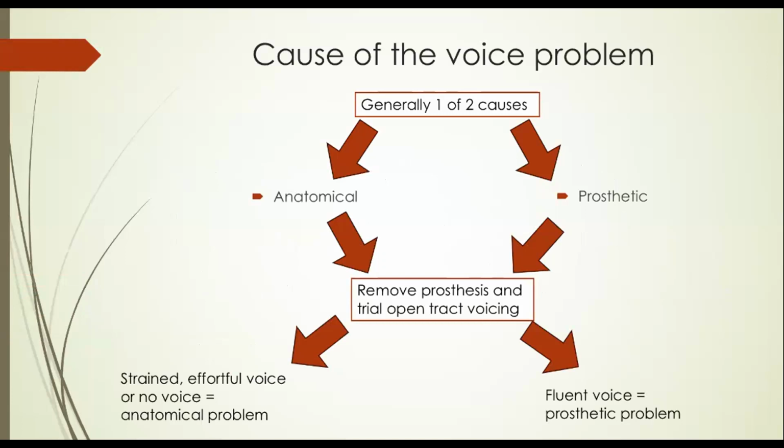Very easy rule of thumb, when there's a voice problem, you obviously want to check to make sure that the voice prosthesis is looking intact. That there's no obvious mucus plug, it's clean, the patient has done everything that we've told them to do in terms of cleaning and looking after that prosthesis. If there is still a problem with the voicing, you then want to remove the prosthesis and trial open tracheal voicing. That then gives you a clue as to what the problem could potentially be. If you notice there's some fluent voice once you remove that prosthesis, it's generally then a prosthetic problem. If the voice is strained, epithelial, or there's no voice, it's an anatomical problem.